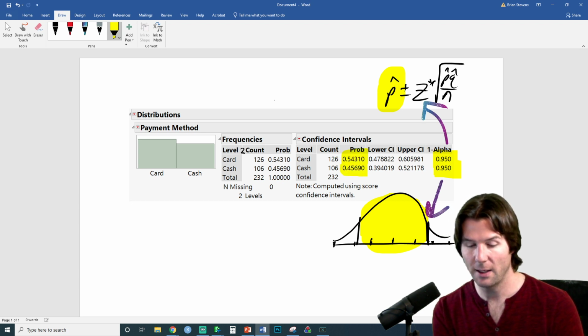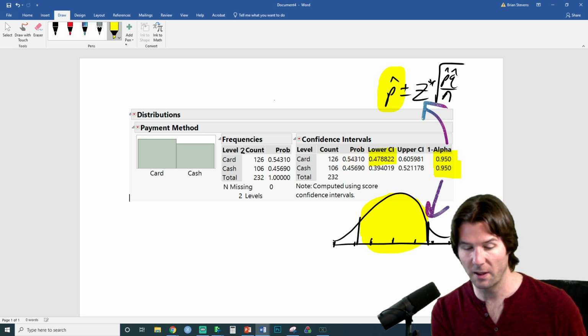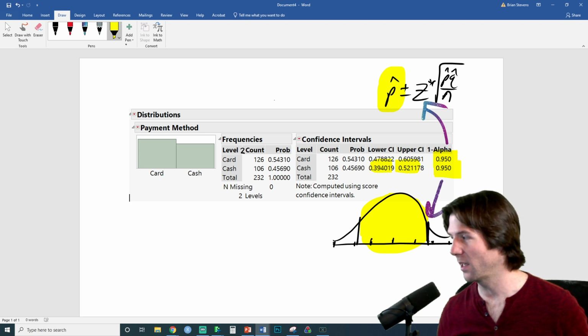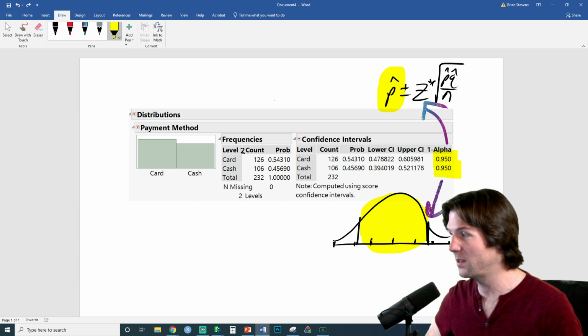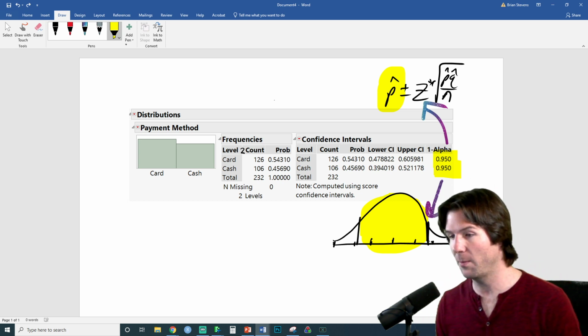This is Q hat. And then we have the lower bound and the upper bound for one of the intervals, and then the lower bound and the upper bound for the other. Like, I am blank percent confident that the true blank is contained in the interval blank to blank. So this is probably one of the easiest outputs, I think. We're going to do some more complicated ones.